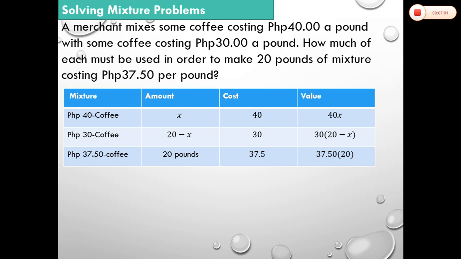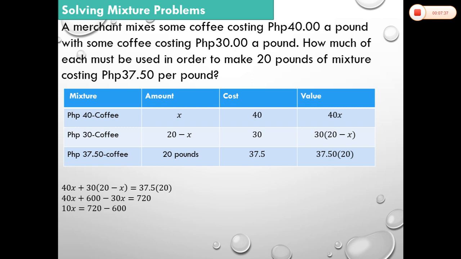x multiplied by 40 is 40x. 20 minus x multiplied by 30 is 30 times (20 minus x). And the total value for the mixture will be 20 pounds multiplied by 37.50. Okay? We have now the equation 40x added to 30 multiplied by (20 minus x) is equal to 37.5 multiplied by 20. Okay? So 40x plus 600 minus 30x is equal to 720.